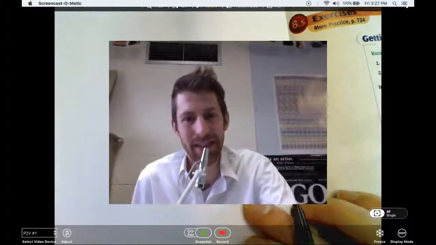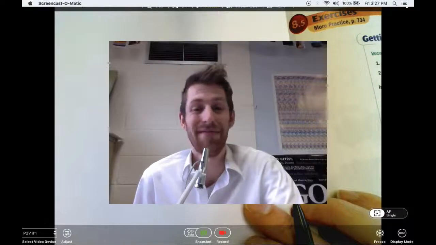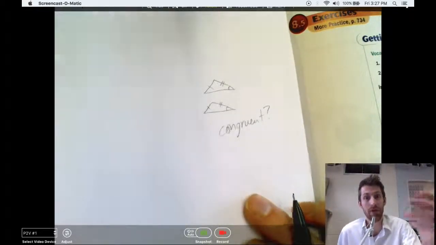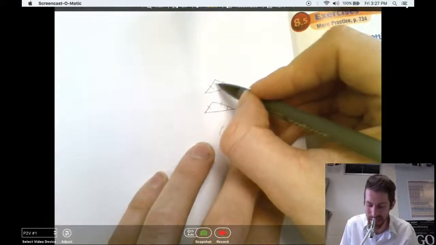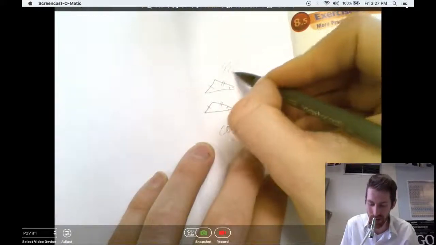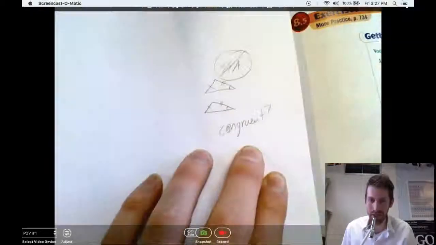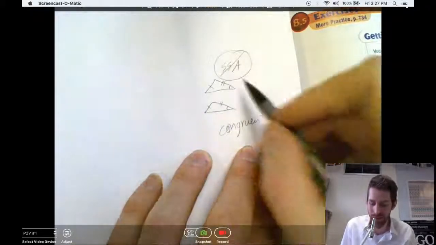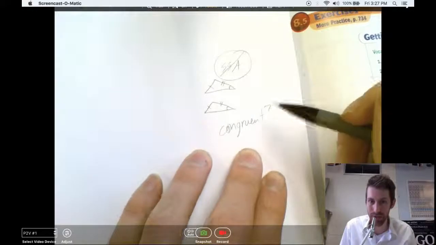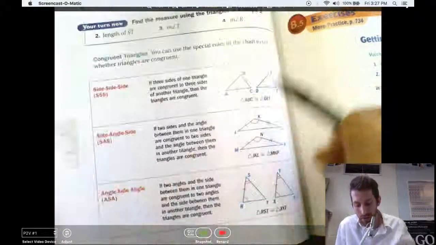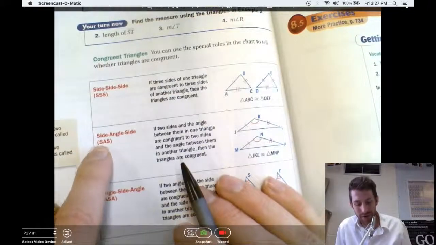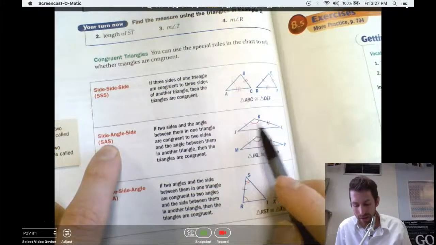The answer is, there's not enough info, Mr. Anderson. Correct, student. There's not. This would be an example of side, side, angle, and there is no such thing. Or angle, side, side. No such theorem to prove triangles are congruent. So notice the order that it's in here. Side, angle, side. Side, angle, side.